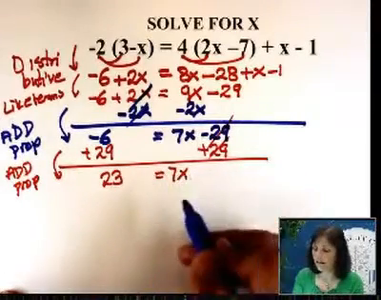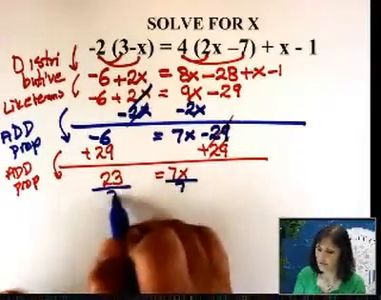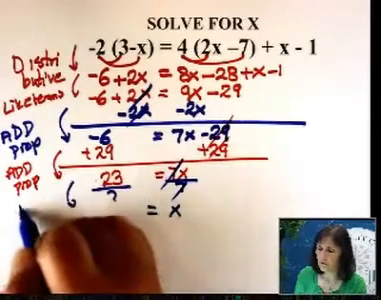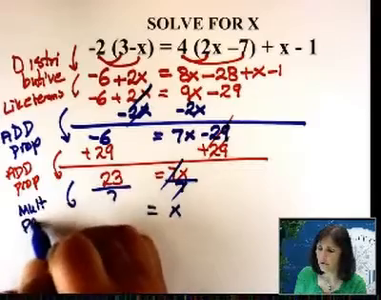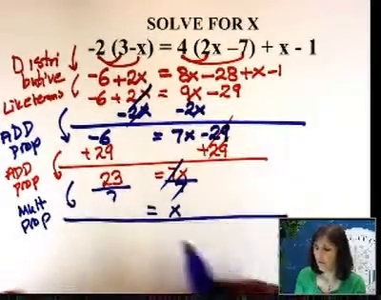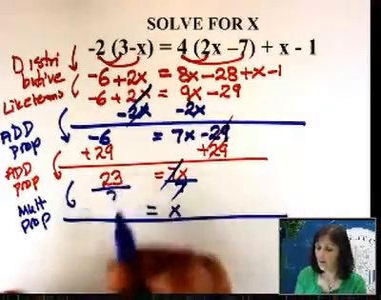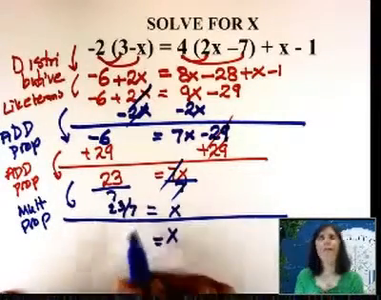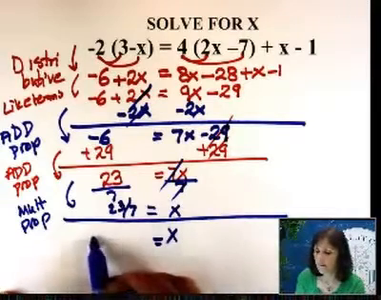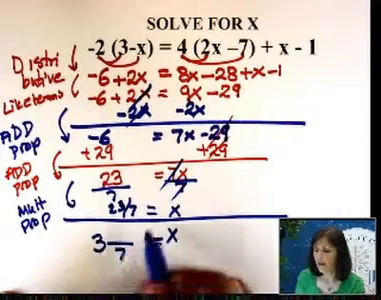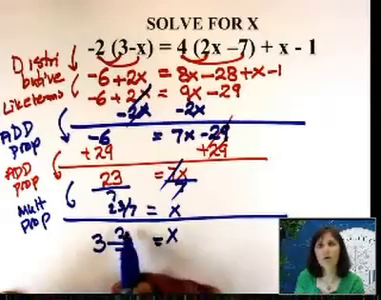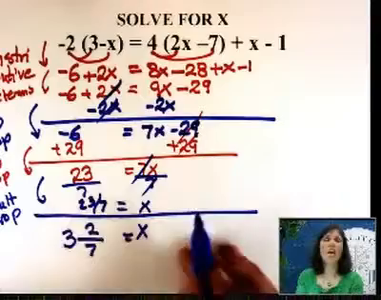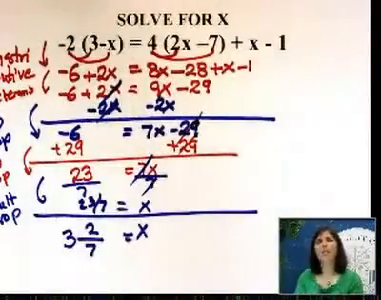7 is multiplying x. Divide both sides by 7. 7's go. So that is multiplication property. What do I end up with? 23 over 7. You can also clean that up. How many 7s in 23? 3 times 7, 21, to 23. So x is 3 and 2/7. And you can check that by plugging it back into the original equation.